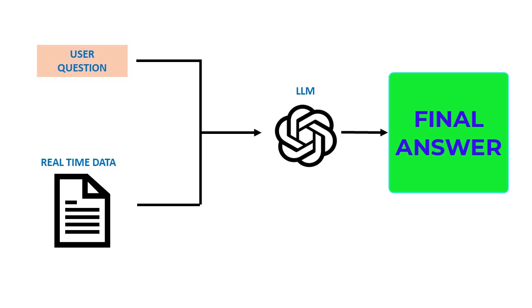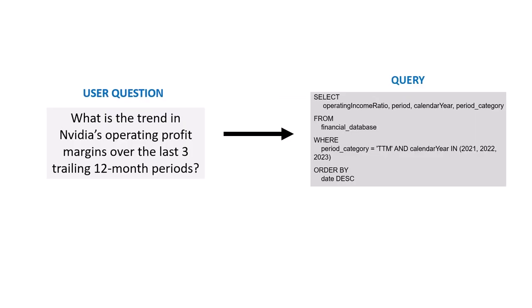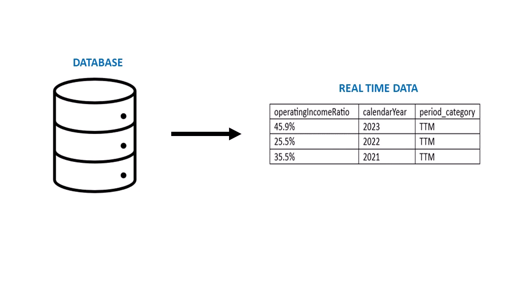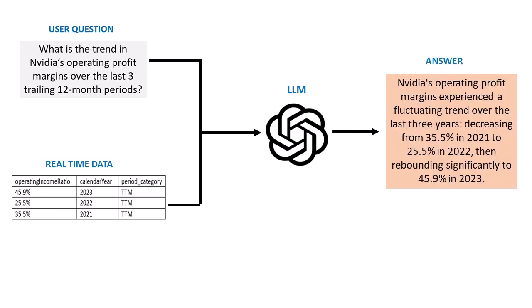understand answer. For example, if I asked what the trend in NVIDIA's operating profit margins were over the last 3 trailing 12-month periods, that question is transformed into a database query, which extracts the operating margins for these periods. And then this raw data and the question are inserted into a prompt, which is sent to an LLM, which in turn generates an answer.